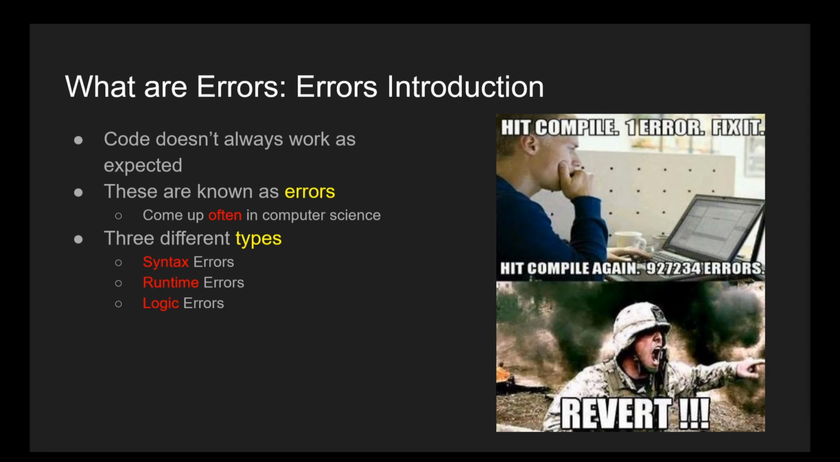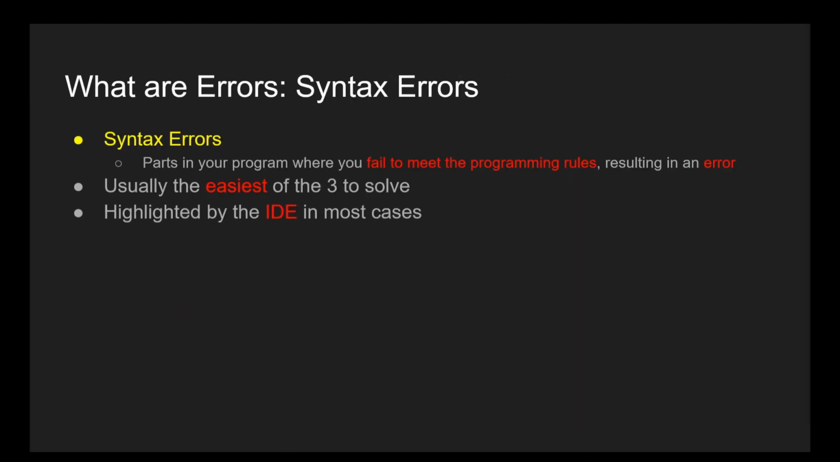We programmers call these errors, and while annoying, they are always going to come up in computer science, and so it's best to learn what they are and how to deal with them. Often referred to as bugs, errors in scripting languages can be narrowed down to one of three types: syntax, runtime, and logic, all three of which we will be covering in today's lecture. To kick things off, let's talk about syntax errors.